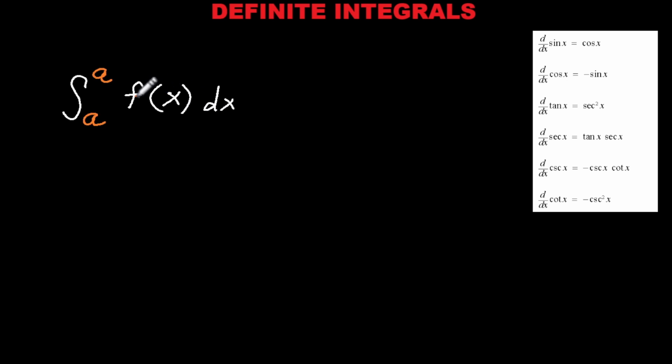Now, if we have a definite integral and we're going from a to a, then on a graph, this is just going to be a single line straight up and down, and there won't be any area under the curve. And as a result, this would be equal to 0.